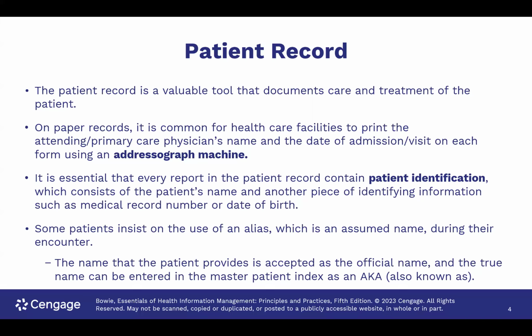The patient record is a valuable tool that documents the care and treatment of the patient, and it serves both administrative and clinical purposes. With paper charts, we used to print what we called face sheets, and that would have the patient's demographic information and the attending physician's name, date of admission, and it would be something that would be line printed. Now it's a little bit different. Patient records, however, still contain patient identification, patient's name, their medical record number, their date of birth, their account number, all those different types of things.